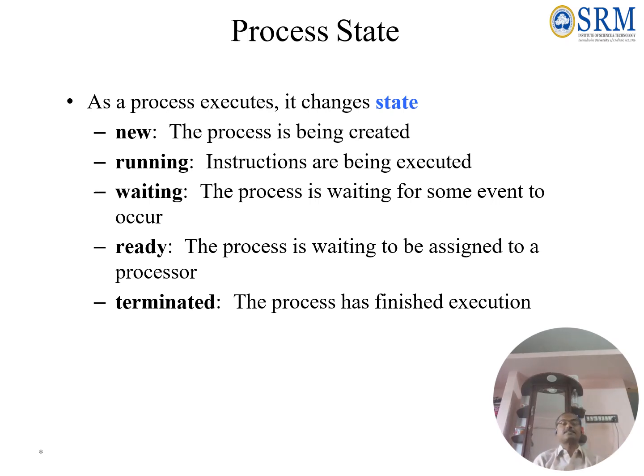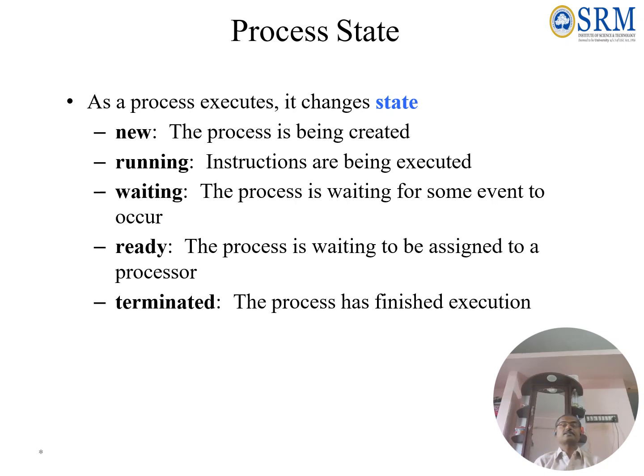Then process states. Next, coming on to the process states. What are the states it goes through? A process when it is taken for execution changes its states. There are 5 states actually. One is the new state, then running state, waiting state, ready state, and terminated state. When a process is in the new state, it means the process is being created. Whenever a process is created, it is in the new state.